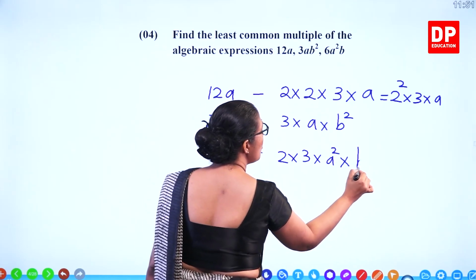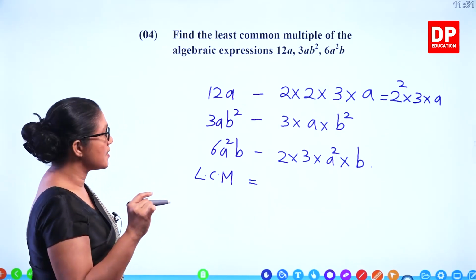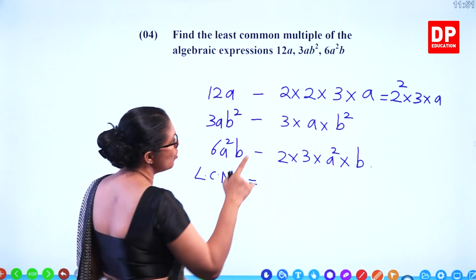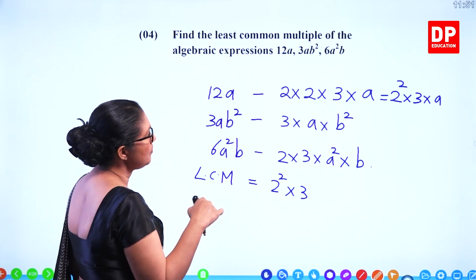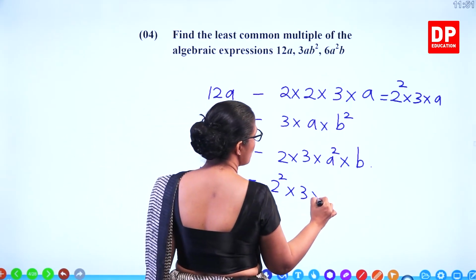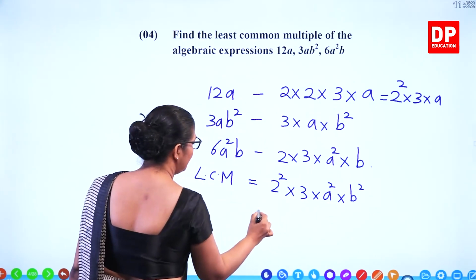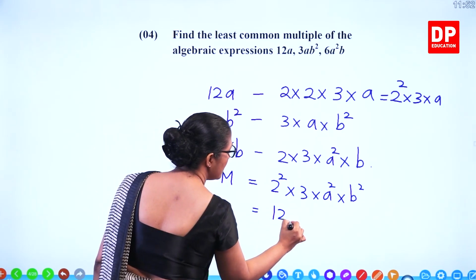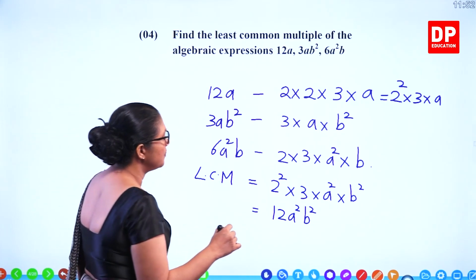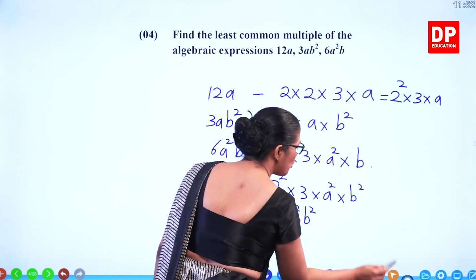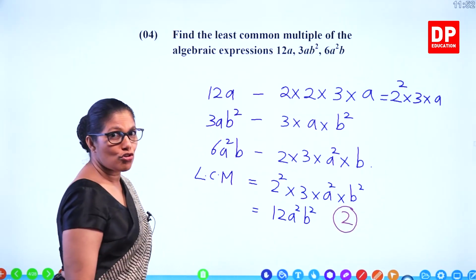When you are taking the lowest common multiple, you take the maximum power of distinct factors. So 2 squared we have to take. 3 just once, power 1. A, you have to take a squared, and b squared is the maximum power. So 4 times 3, 12. 12a squared b squared is the lowest common multiple. So 2 marks for that. I'm not going to do the other method. This is the easiest way to find the lowest common multiple.